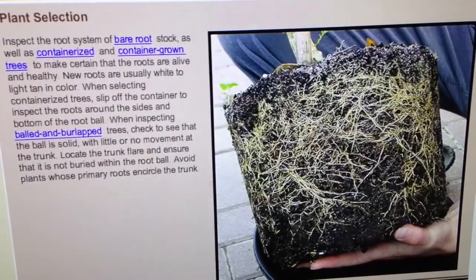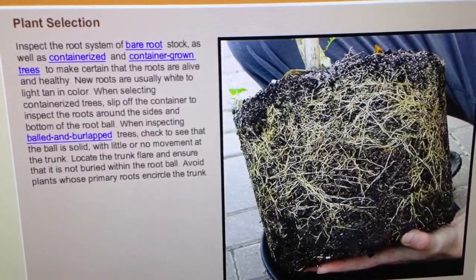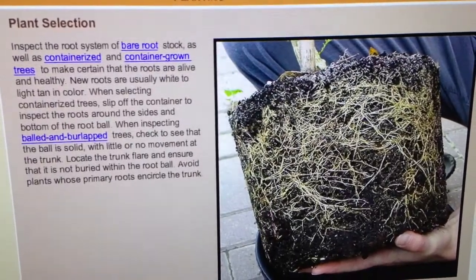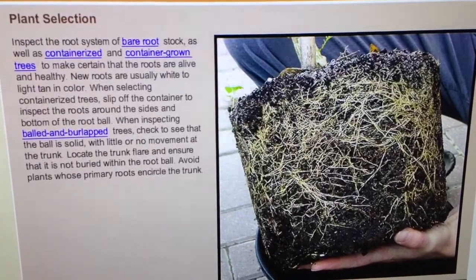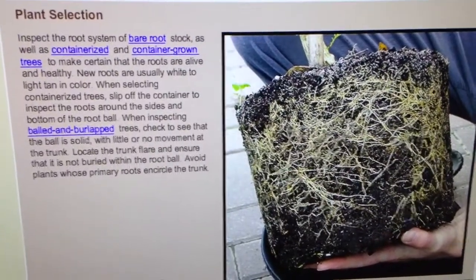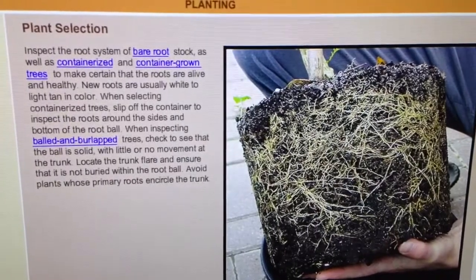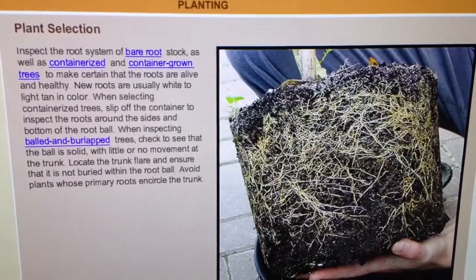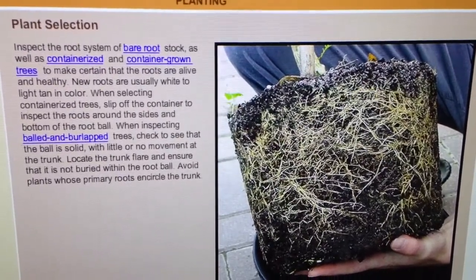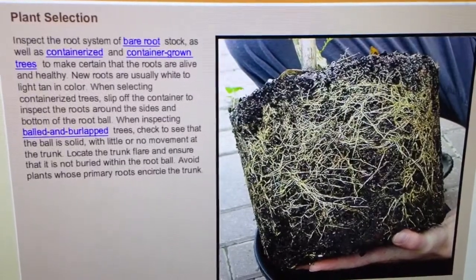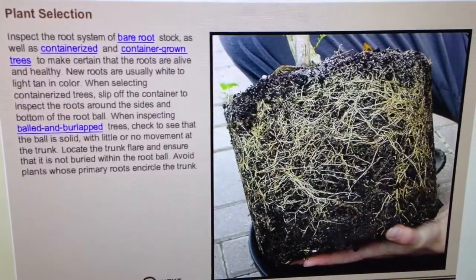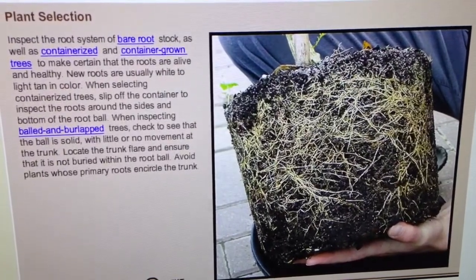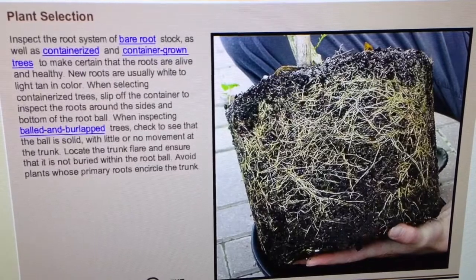Inspect the root system of bare root stock as well as containerized and container-grown trees to make certain that the roots are alive and healthy. New roots are usually white to light tan in color. When selecting containerized trees, slip off the container to inspect the roots around the sides and bottom of the root ball. When inspecting balled and burlapped trees, check to see that the ball is solid with little or no movement at the trunk. Locate the trunk flare and ensure that it is not buried within the root ball. Avoid plants whose primary roots encircle the trunk.